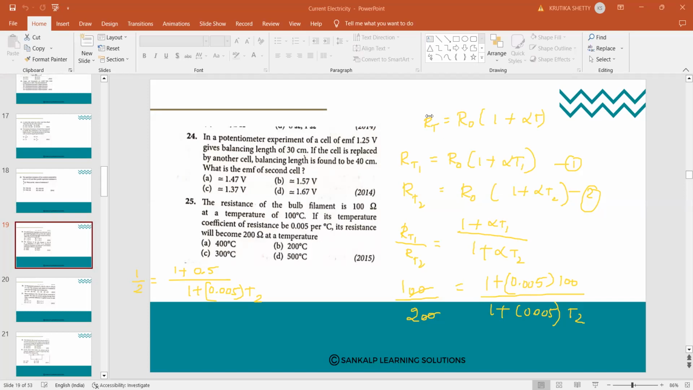Okay, option B, C. When I solved it, I got 400 degrees Celsius. Okay, I'll check the answer once again. So Komal has sent it with the proof. I'll go through it, okay?